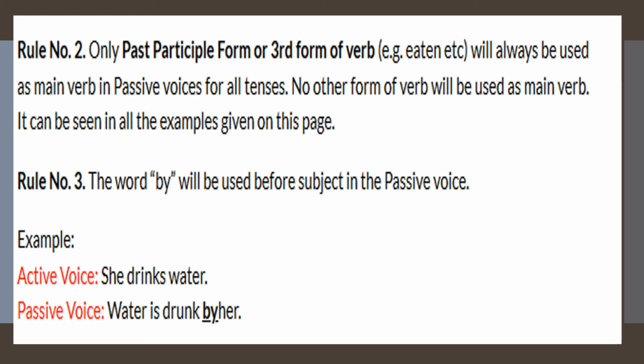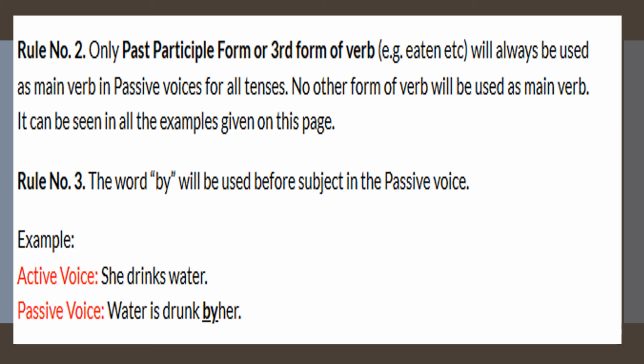Up till now, we have discussed three rules. Rule number one is we will change the position of subject and object. Rule number two is we will always use third form of verb. Rule number three is we will use the preposition by before subject in the passive voice. Examples are she drinks water, and passive voice is water is drunk by her.